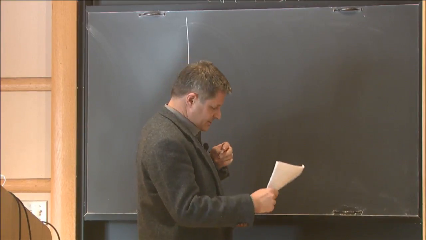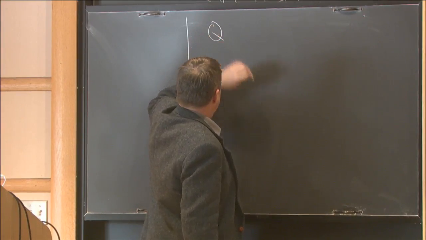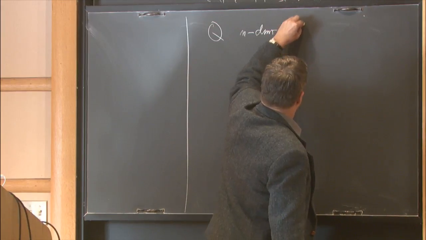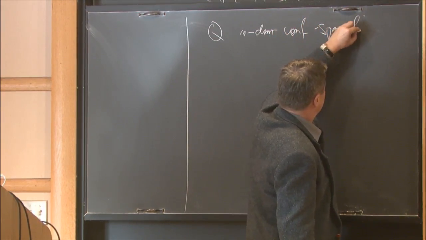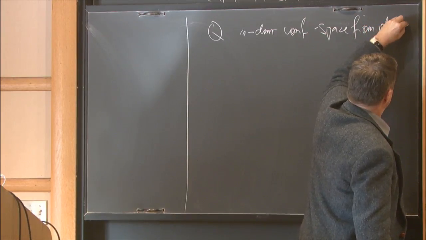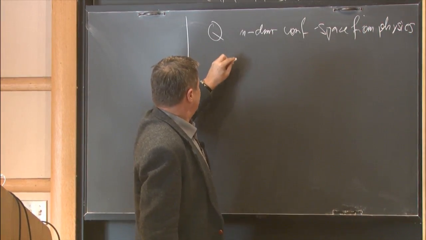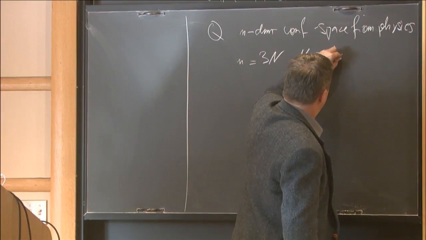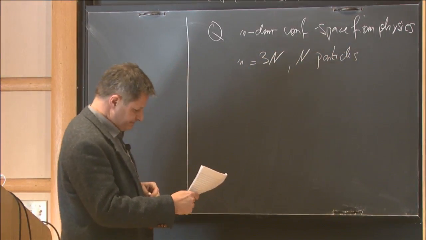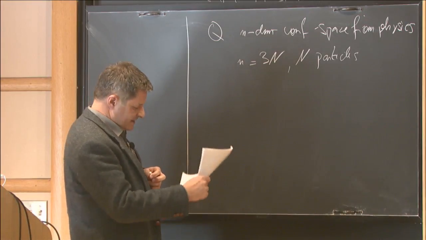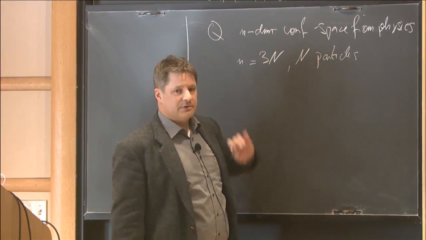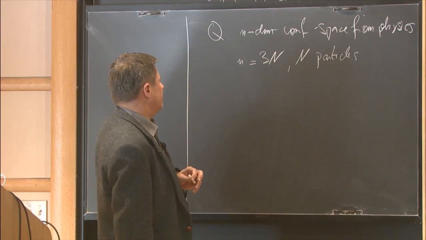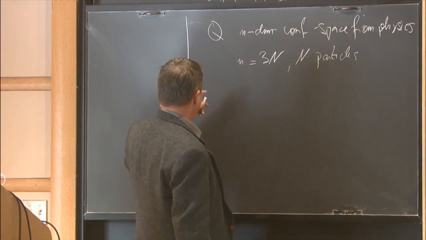And so where does symplectic geometry arise from? Let's say Q is the n-dimensional configuration space from physics. So for example, the dimension could be 3n if we have n particles. It's the space of positions. For classical mechanics, however, it's not just important to have the configuration space. If you want to formulate the equation of motions in the Hamiltonian picture, we have to go to phase space.